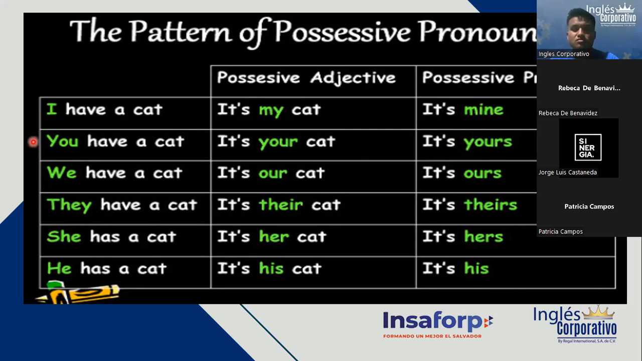So now, Jorge Luis, can you please go ahead and read line number 2 horizontal? Yes. You have a cat. It's your cat. It's yours. Okay. Now, this one we say, you have a cat. It's your cat. Es tu gato. It's yours. Es tuyo. Now, instead of repeating cat again, we're just using a possessive pronoun, and that's simple as that.